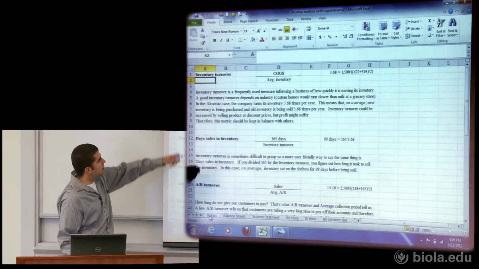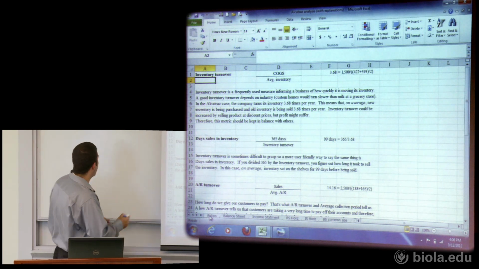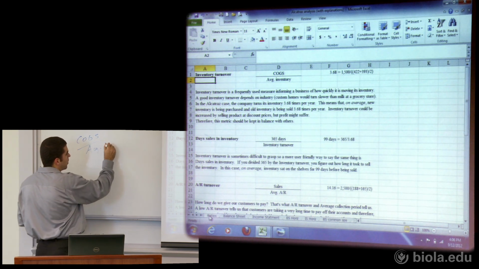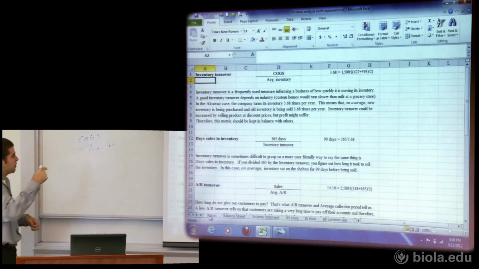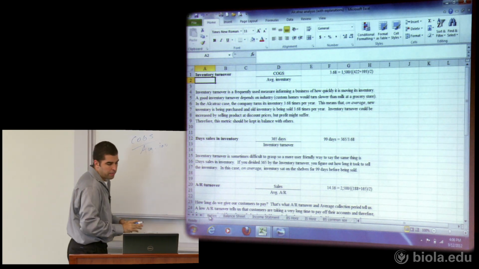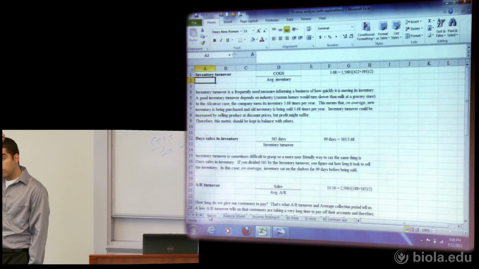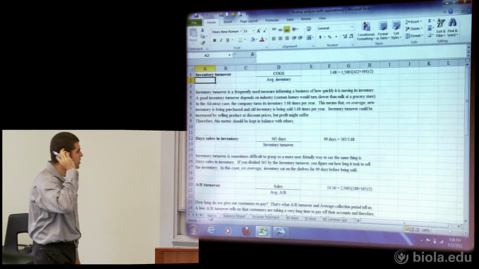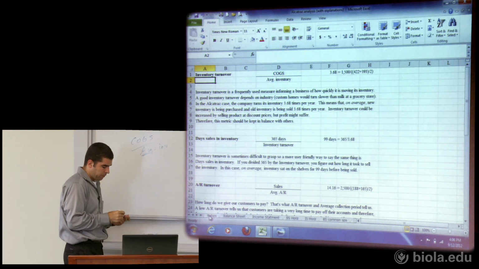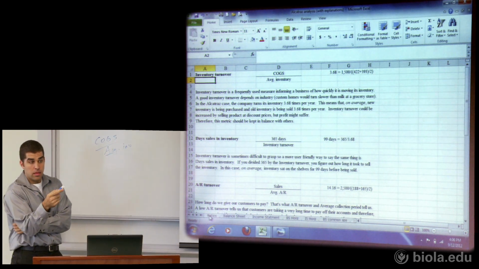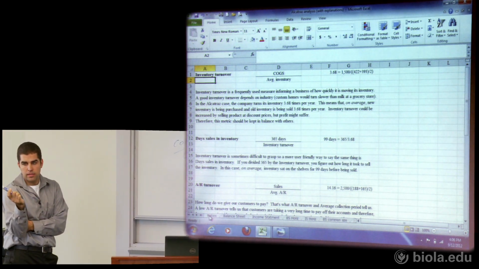Okay, so here's our ratio up there: cost of goods sold divided by average inventory. Cost of goods sold is a number on the income statement. Inventory is a number on the balance sheet. Why are we using average inventory? Anybody got an idea there? Why not just take cost of goods sold divided by inventory? Going once, going twice. Ideas there.